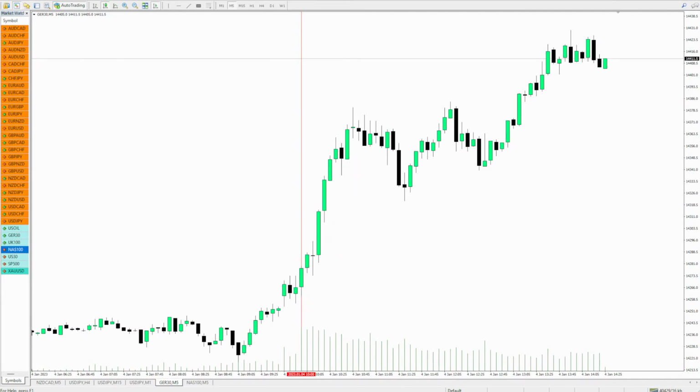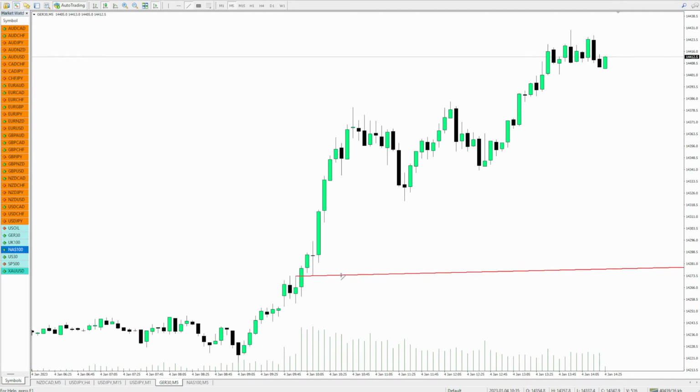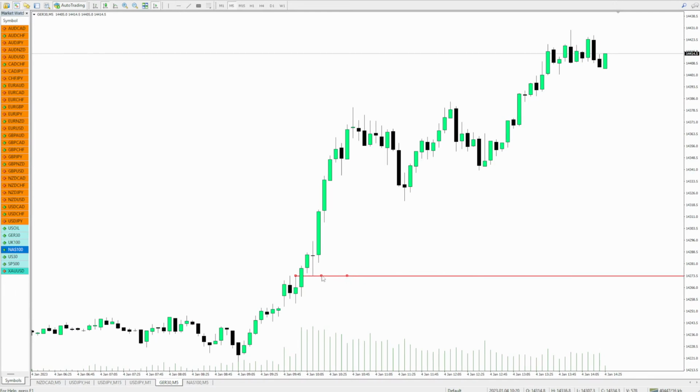So what we do, when we get our first 5-minute candle painted, very simply, we just draw a line at the top and the bottom of that candle, which is this one here. And that is our initial opening range.